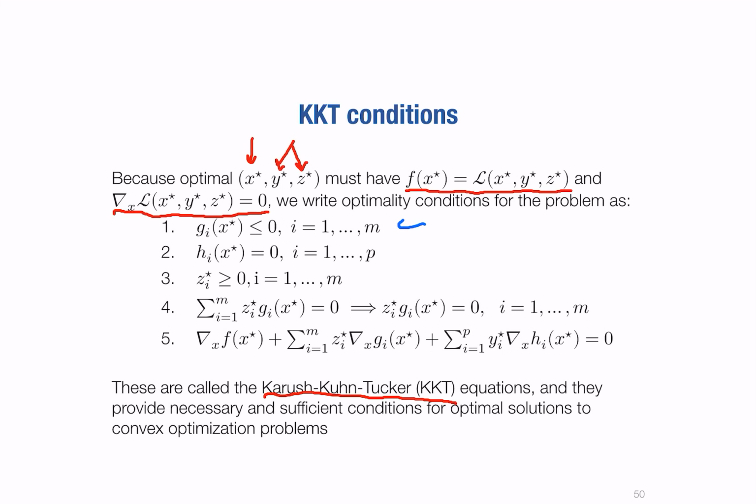The first 3 just say that all my gi constraints have to be negative. Remember, that was our formalism: we were minimizing, and our constraint was that each gi had to be less than or equal to 0. Our constraint was that each hi had to be equal to 0, and our constraint on the dual problem was that the z's had to be greater than or equal to 0. So these are really just the feasibility constraints, the feasibility of the primal problem in the first two cases, and of the dual problem in the last case.